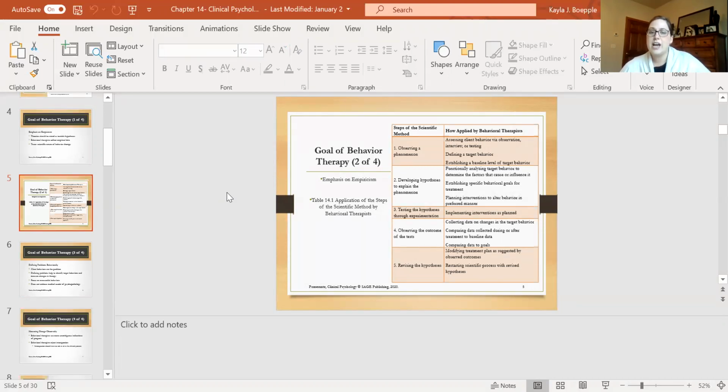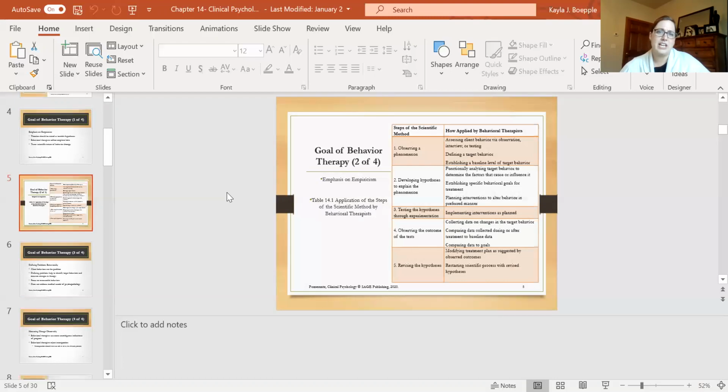Next, you'd have to develop a hypothesis to explain that phenomenon. And here's where the functional behavior analysis comes in. So we functionally analyze that target behavior to determine the factors that are causing or influencing it. What is that person getting out of engaging in that behavior? Are they getting attention? Are they getting some other type of gratification? Why are they engaging in that type of behavior?